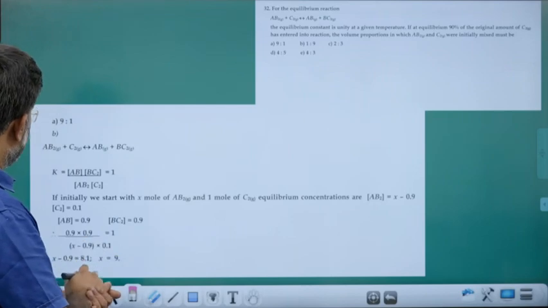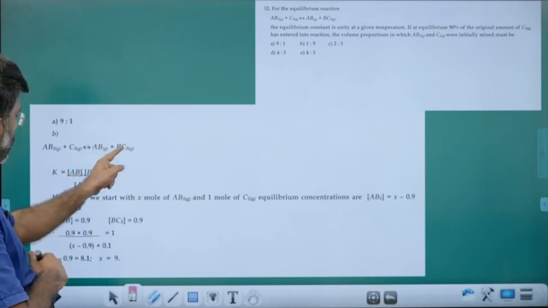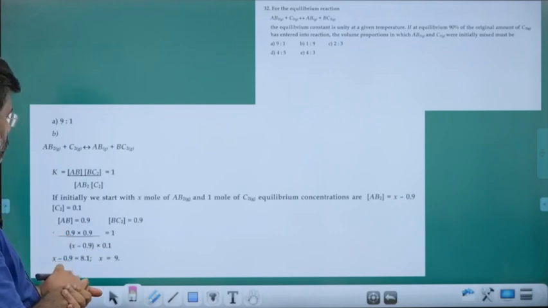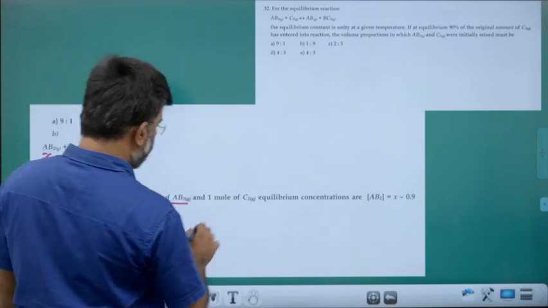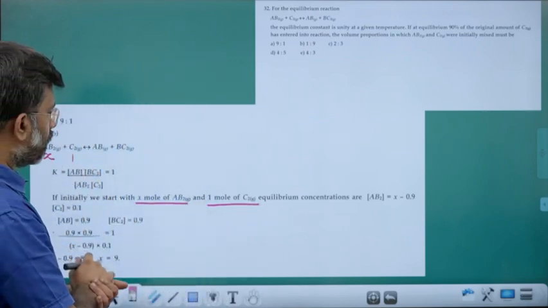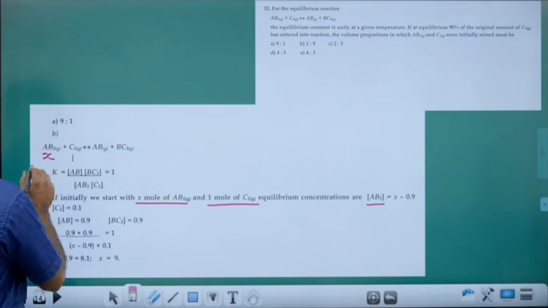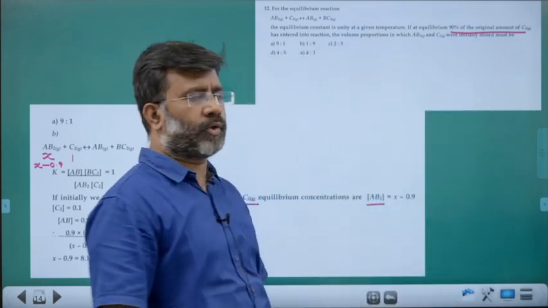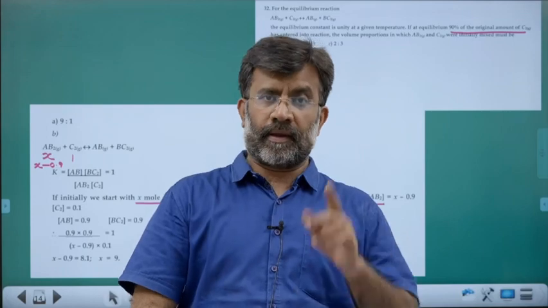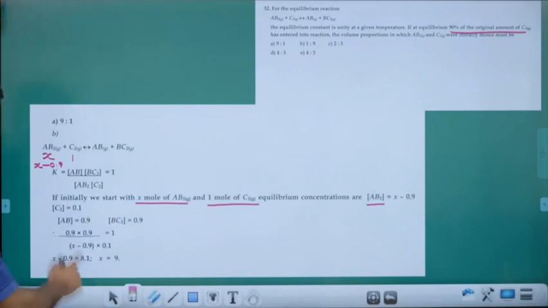You see, children, AB2 plus C2 giving AB plus BC2. The equilibrium constant is the concentration of AB times BC2 divided by AB2 times C2, that is equal to 1. If initially we start with X moles of AB2 and 1 mole of C2, the equilibrium concentration of AB2 will be X minus 0.9. Why 0.9? Because at equilibrium, 90% of the original amount of C2 enters into reaction. C2 we have taken 1, and 90% of 1, that is 0.9, undergoes reaction. So the quantity of AB2 at equilibrium is X minus 0.9.